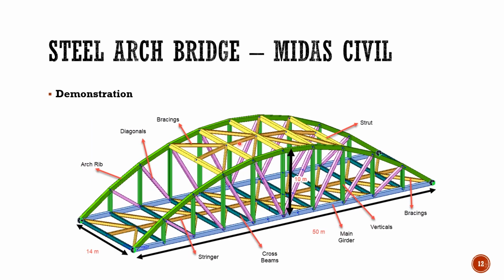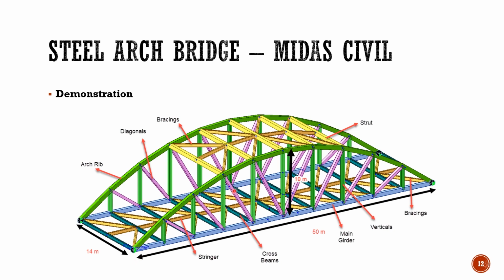So these are the components of our steel arch bridge. We have two main girders in blue color and a stringer beam at the center. The main girders are connected to each other with the cross beam as shown over here. At the bottom, we have bracings connecting these cross beams. Further, we have an arch rib connecting the ends of the main girder.